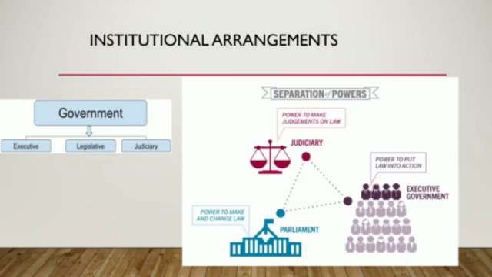As you are looking on the screen, every government has three main organs: the executive, the legislature and the judiciary. In another picture, you can observe the judiciary has the power to make judgments on law, the executive has the power to put law into action, and parliament, that is the legislature, has the power to make and change law. It means our constitution makers created a balance between these bodies, these organs of the government.